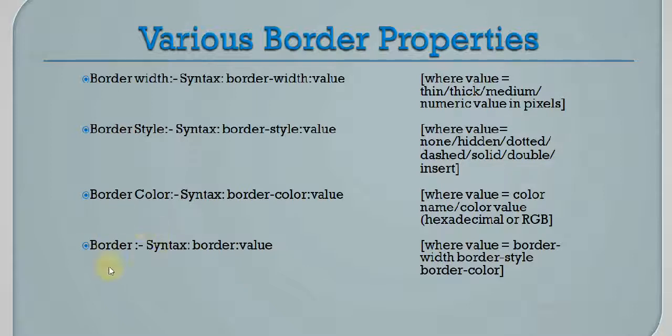If you want to use the border, then you just write border, and in place of the value you write the border width, which width you want to set for your border, then border style, which type of style you want to set, such as hidden, dotted, dash, solid, and border color, which color you want to set for your border. Then the statement is completed, you can run it, and you can see the output. The rest of the thing we will see with the help of the practical.